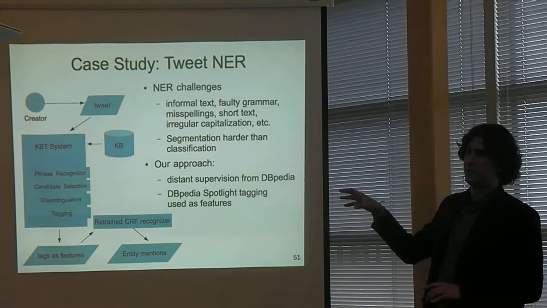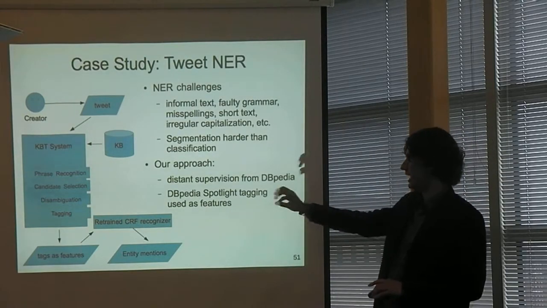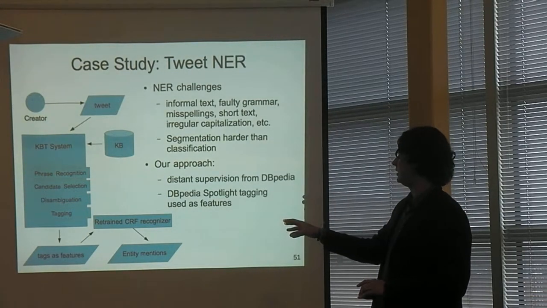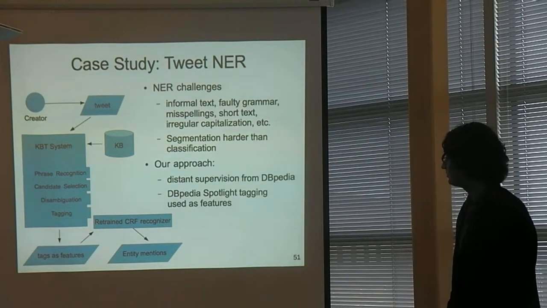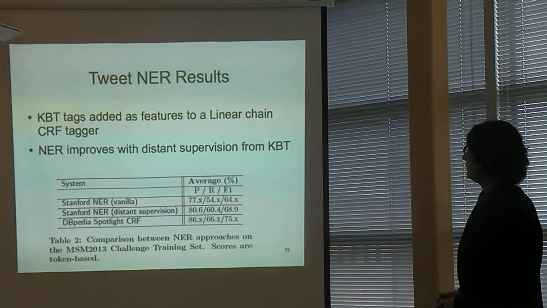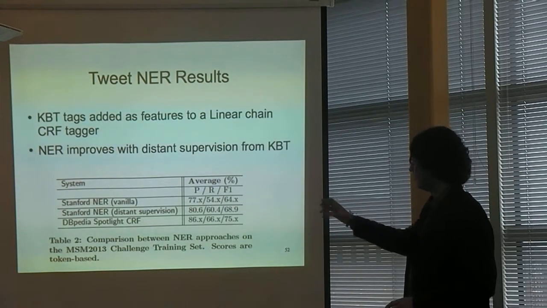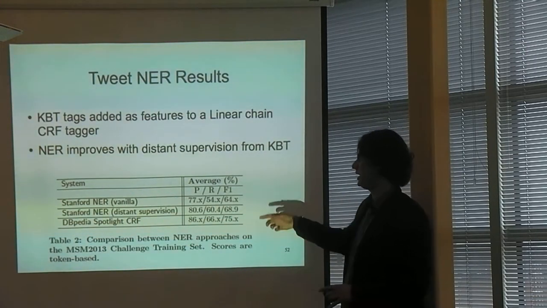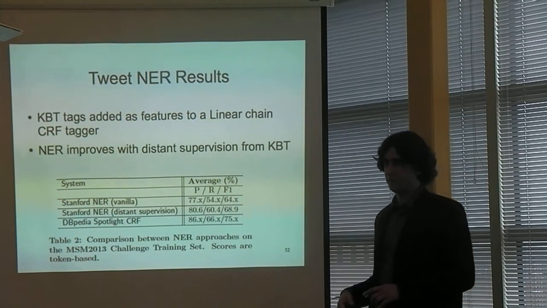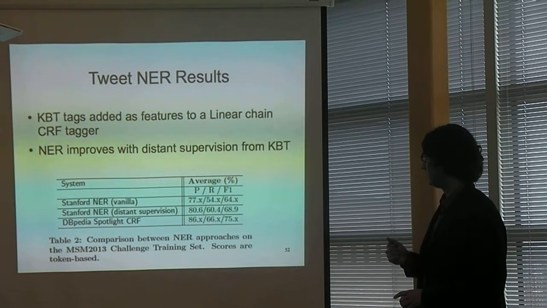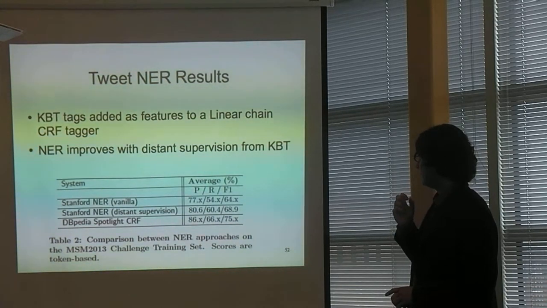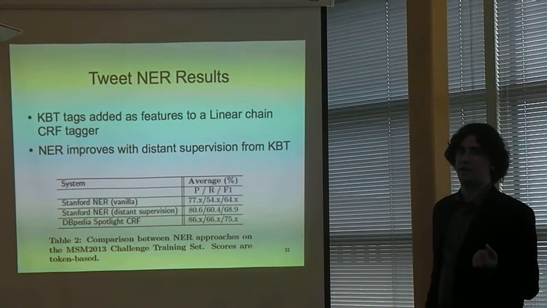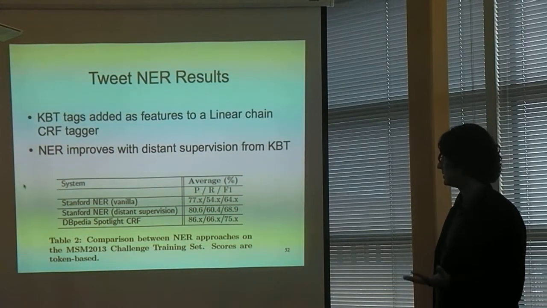But if we use DBpedia Spotlight as is to provide tags that we can then use to retrain a linear-chain CRF, conditional random field, named entity recognizer, we can do much better. So that's what we did. We tested against Stanford NER, which is a state-of-the-art system, and we tried to add our features to Stanford NER, but we also built our own CRF using the FACTORIE framework from the University of Massachusetts. And we show significant improvement on the ability to do NER if we just use this distant supervision that's provided by this existing system.